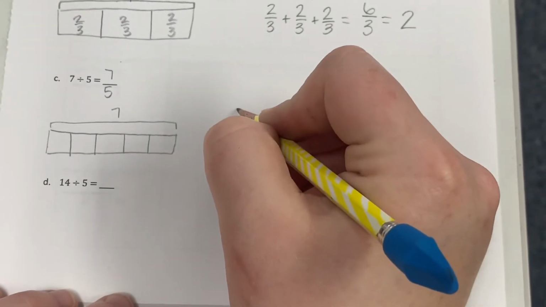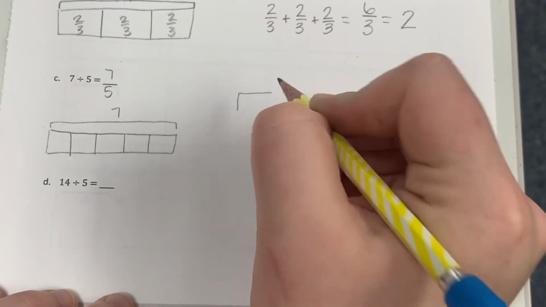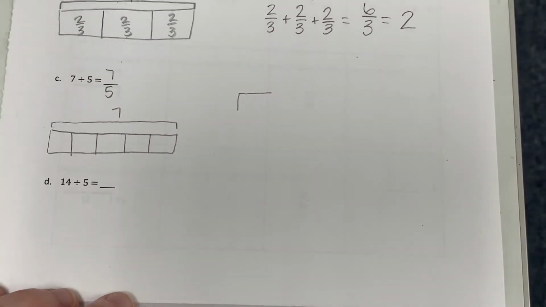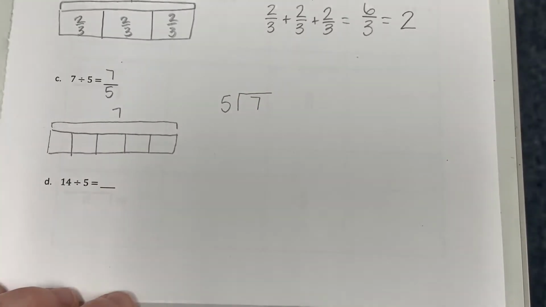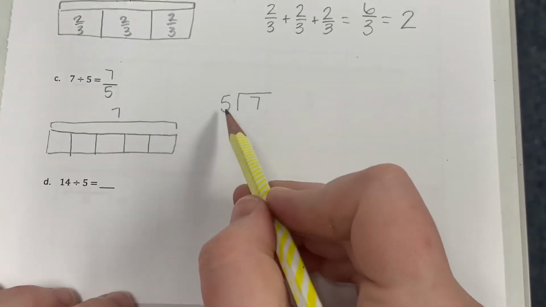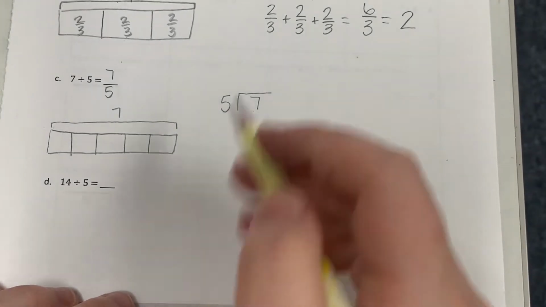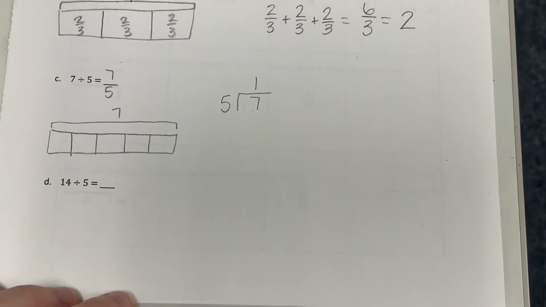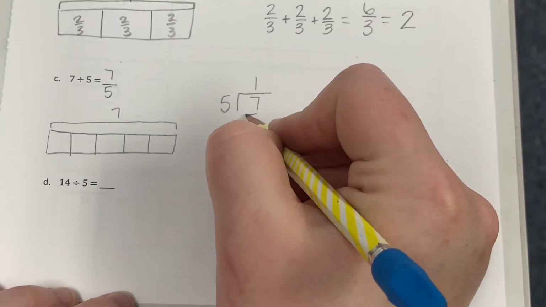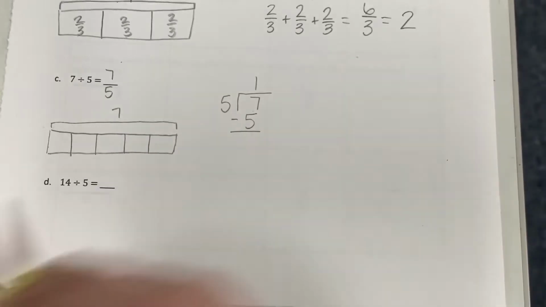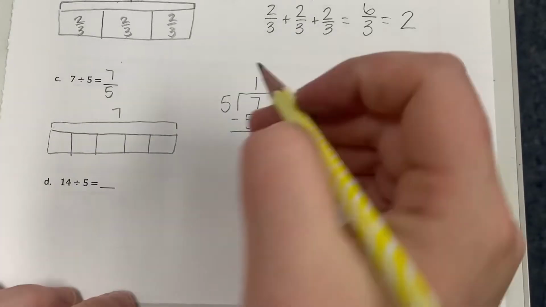So we need to come out here and do standard algorithm division. What number goes inside and what number goes outside? 7 goes inside and 5 goes outside. Perfect. How many times does 5 go into 7? 1. 1 times 5 is 5. 7 minus 5 is 2.